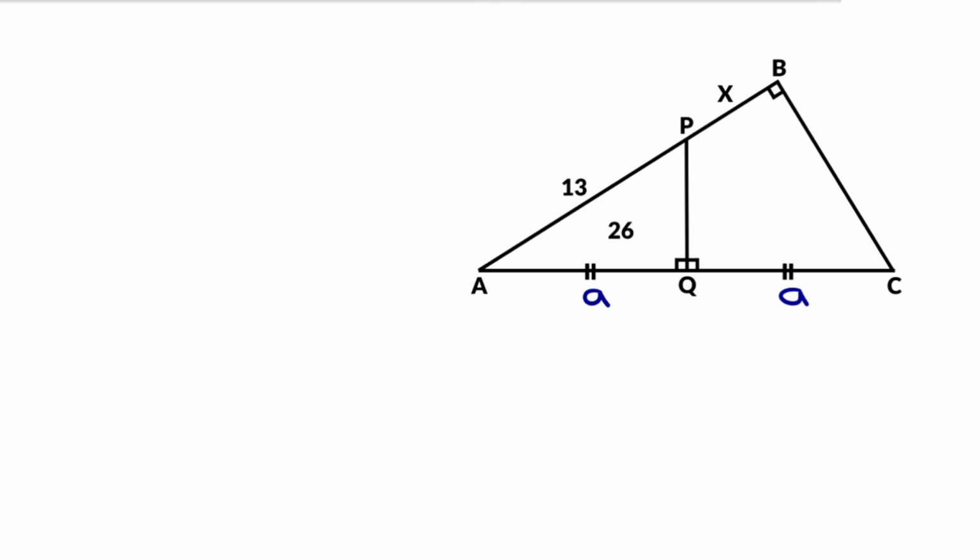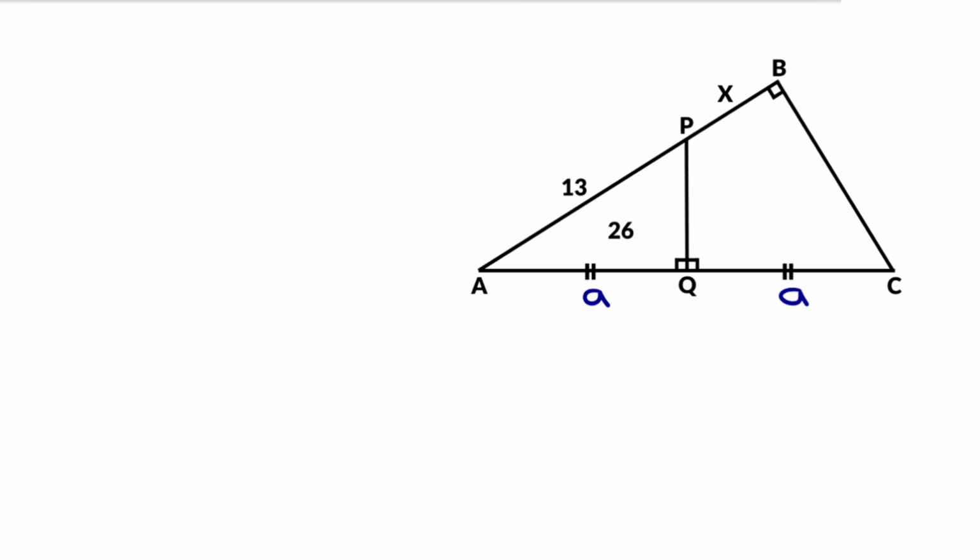Now, here are the two critical clues about the small triangle on the left, triangle AQP. Its hypotenuse, AP, is 13, and its area is exactly 26. Our goal is to find the remaining top segment, PB. We'll call that length X.